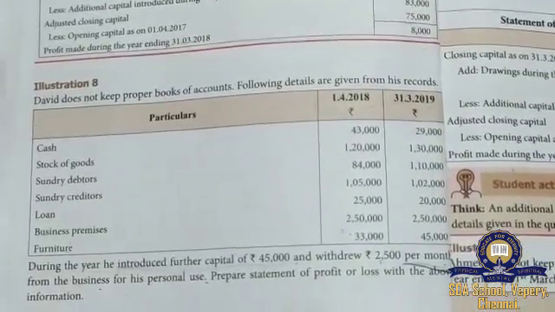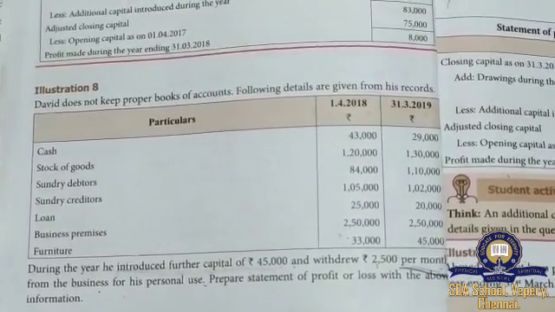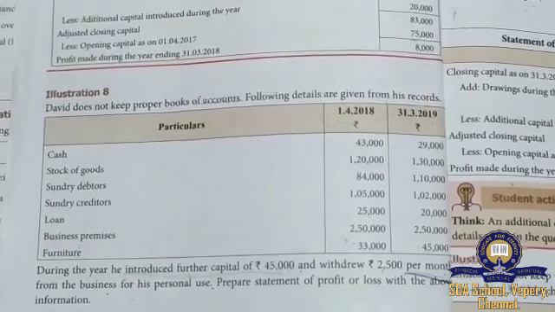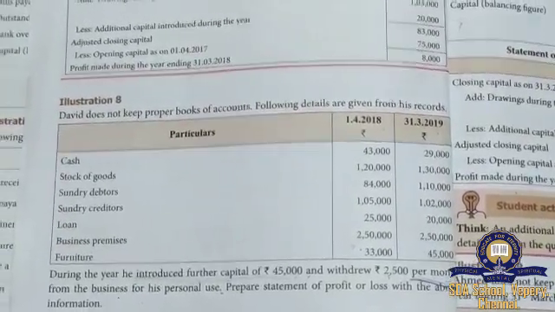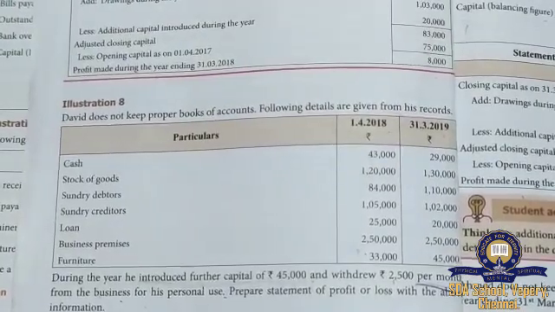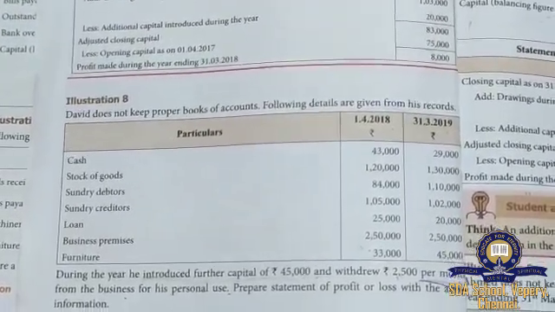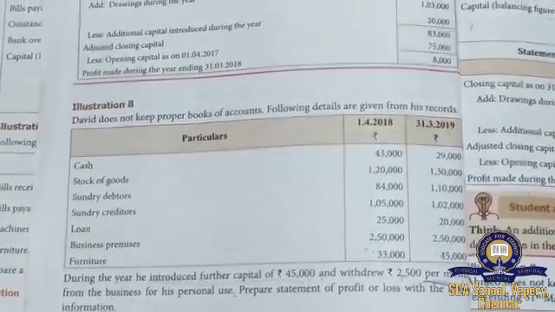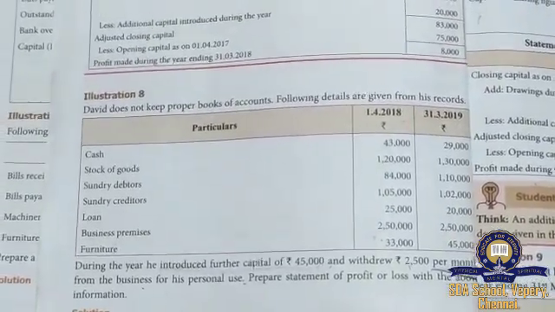See, they have given the additional information. During the year, he introduced a further capital of rupees 45,000. That means additional capital they have given. And he withdrew rupees 2,500 per month. Per month means you are going to multiply by 12. Next, from the business for his personal use. So withdrew for personal use means drawing. So prepare a statement of profit or loss with the above information.